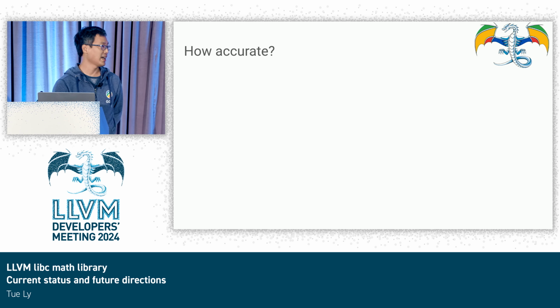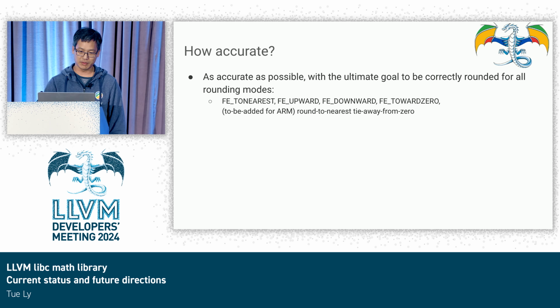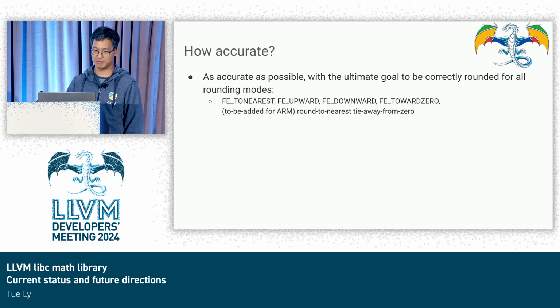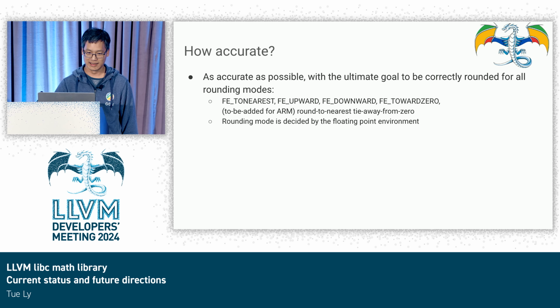About accuracy, how accurate are we implementing the math functions? If you heard the hints from the previous talks, we make it as accurate as possible. The ultimate goal is to make it correctly rounded for all rounding modes. At the moment, we tested on the 4 default rounding modes on x86-64. I know that ARM has another rounding mode, but we didn't have time to add that rounding mode yet. It's tie away from zero. And actually, I don't know the macro name for that yet.